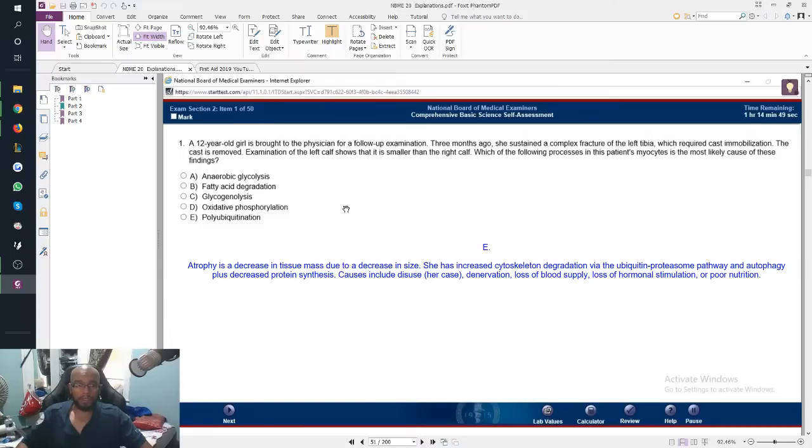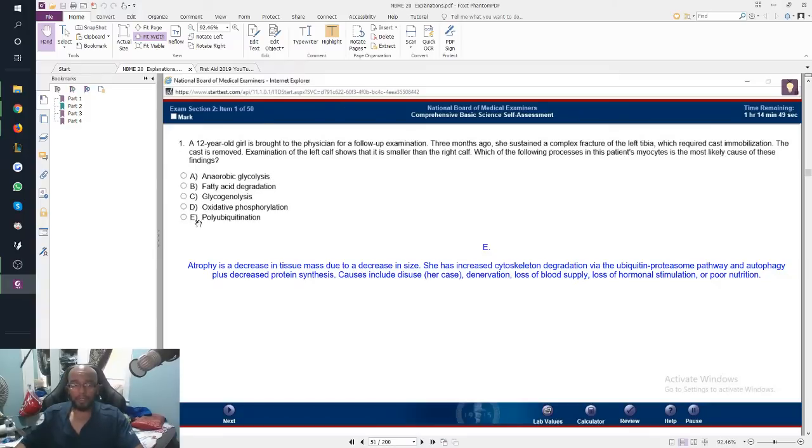A 12-year-old girl is brought to the physician for a follow-up examination. 3 months ago, she sustained a complex fracture of the left tibia, which required cast immobilization. The cast is removed. Examination of the left calf shows that it is smaller than the right calf. Which of the following processes in this patient's myocytes is the most likely cause of these findings? And then you have all these answer choices of what could have possibly caused that one leg, which was in a cast, to become smaller, right? That's really all that's happening there.